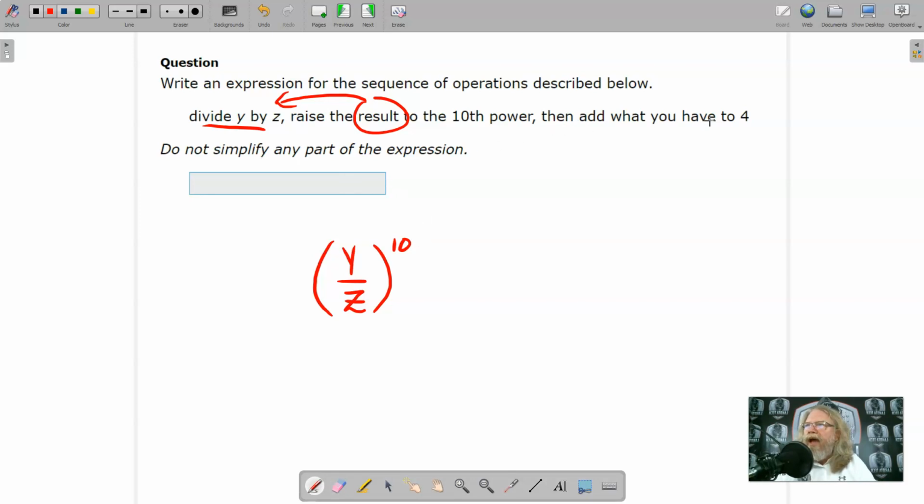Then add what you have to 4. So what do we have? Well, this is what we have, right? So let's go ahead and add what we have to 4. So let's go ahead and put a 4, and add means addition, right? So 4 plus. So we would type in 4 plus sign, parentheses, the letter y, the backslash, the letter z, parentheses, then hit that little exponent button down there, and then put in the value of 10.